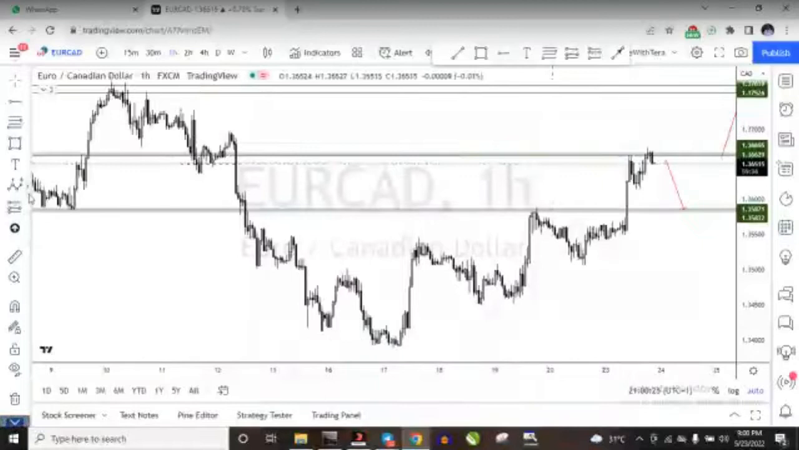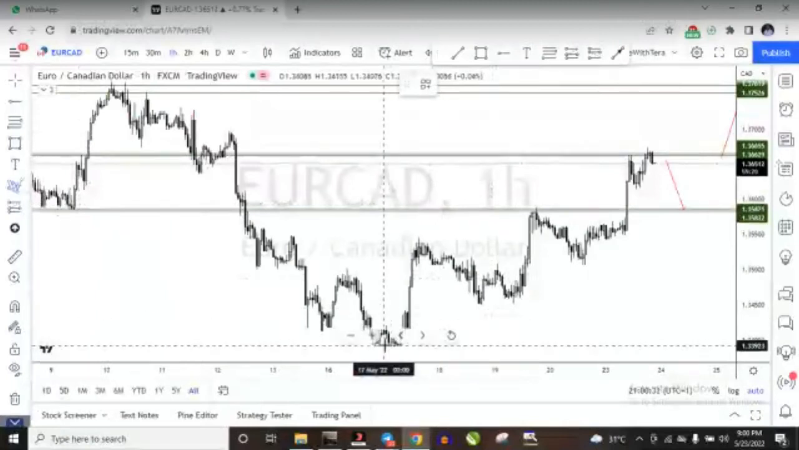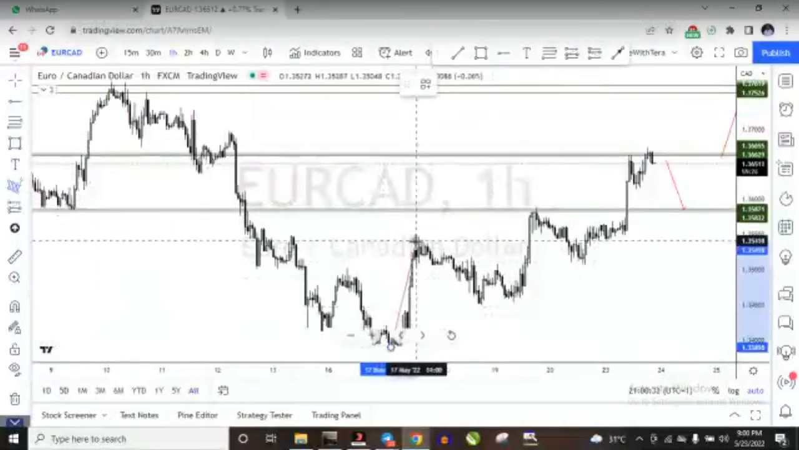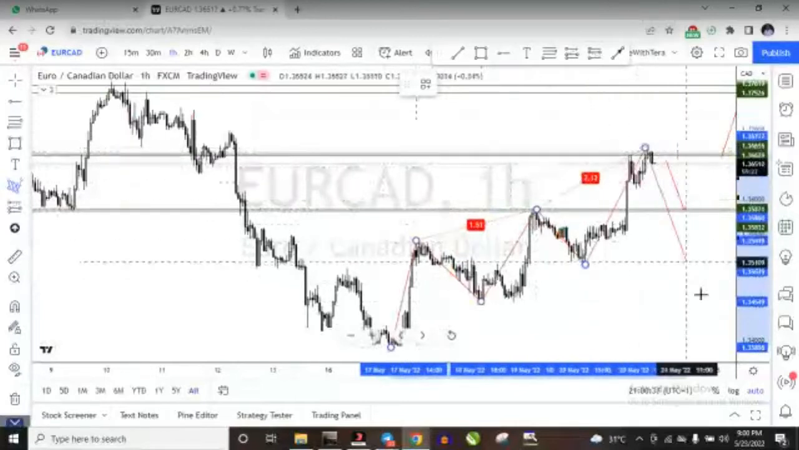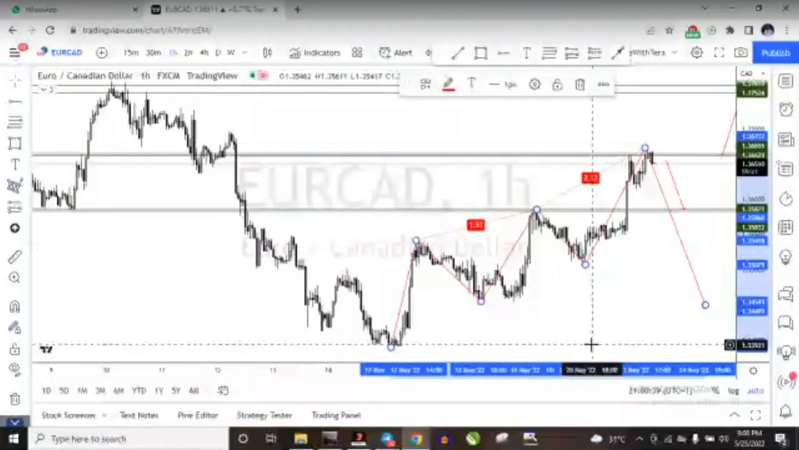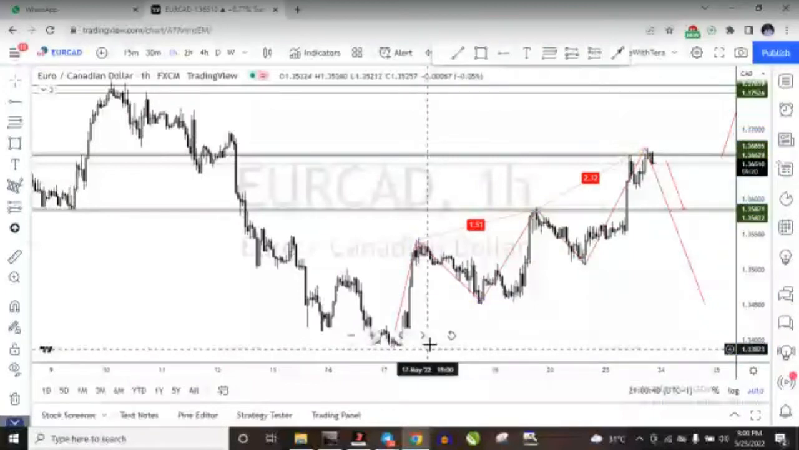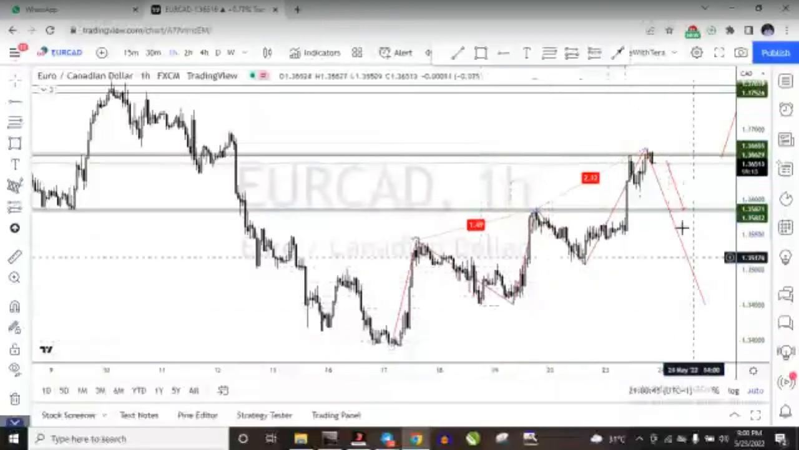There is something they call the three drive move in the markets. Let me draw it for you. The three drive pattern, right? We have it right here, right here, right here, and right here. So that's the three drive pattern. If this three drive pattern is valid, then you should expect a sell on Euro CAD.